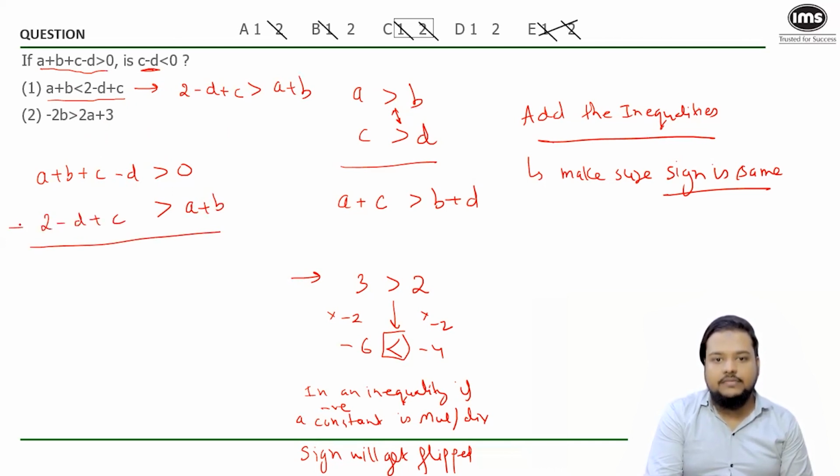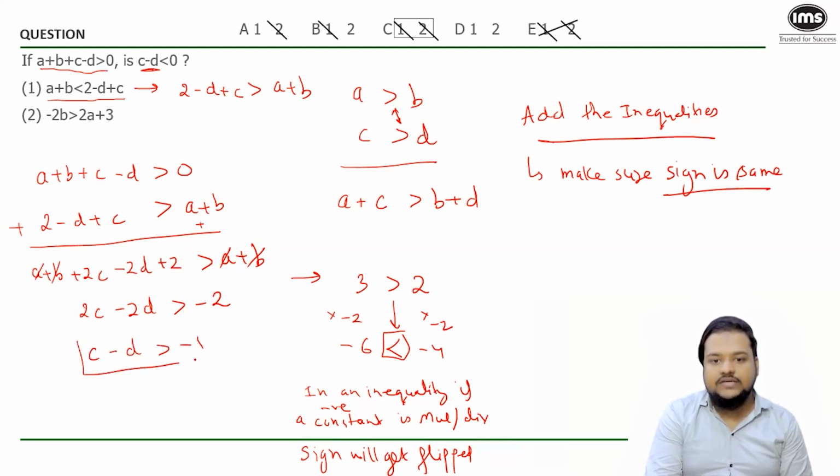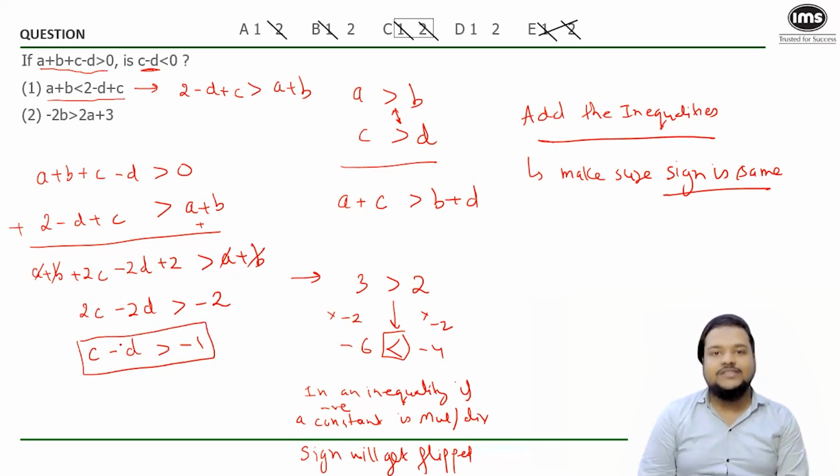Now we have to add them. So we will get A plus B, C plus C will be 2C, minus D will be minus 2D plus 2 greater than A plus B. Now A and A will get cancelled. A minus A is 0, B minus B will be 0, and we will get 2C minus 2D greater than -2 plus 2 on the right hand side. So here I will write it as C minus D, dividing by 2 both the sides, I will get C minus D is greater than -1.